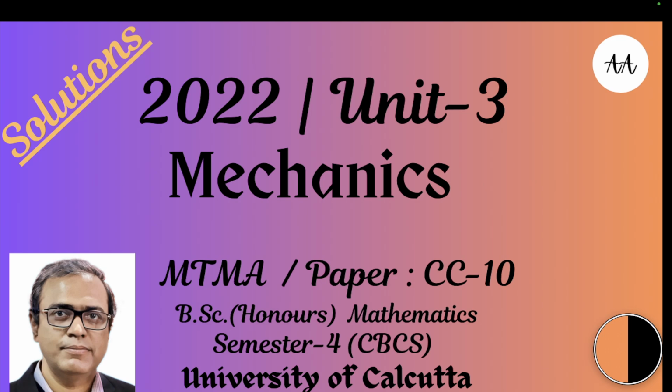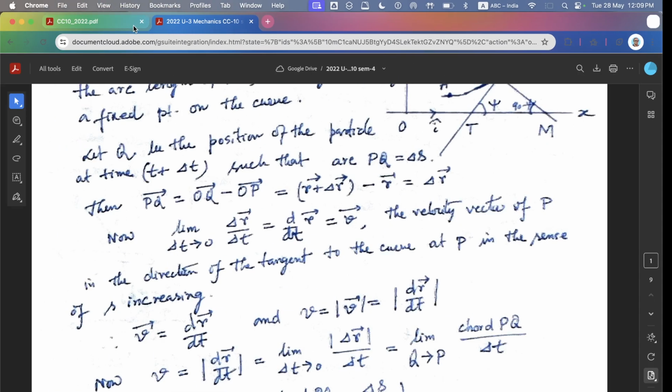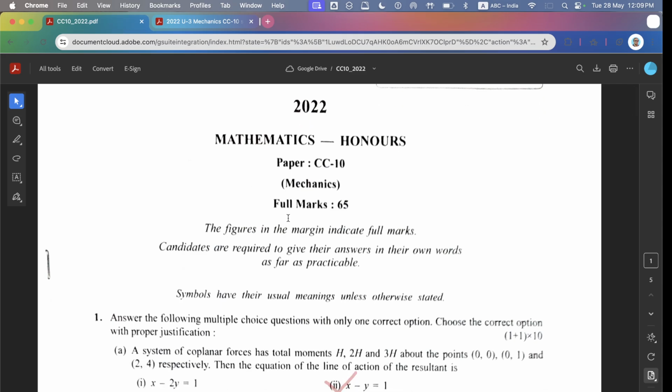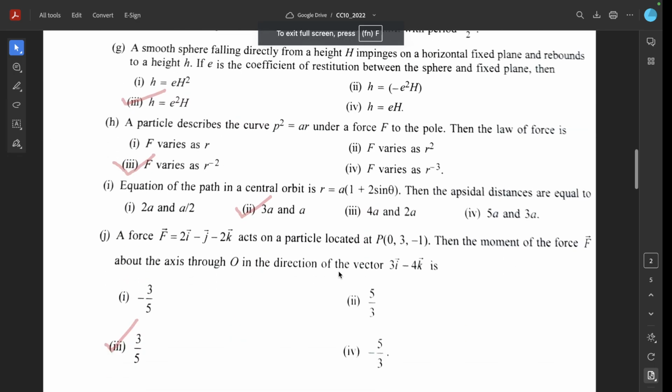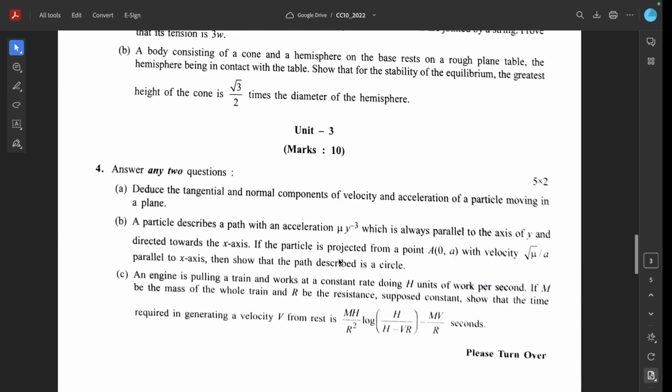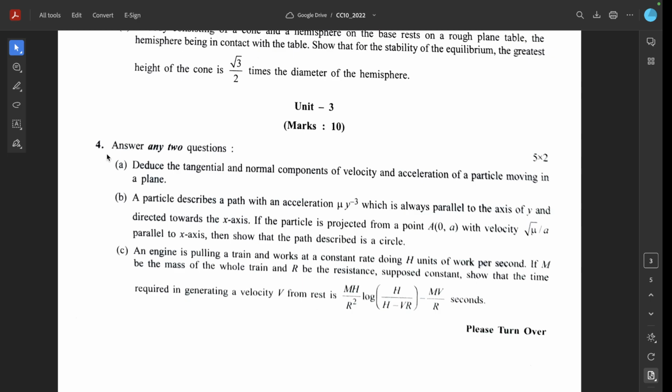2022 Unit-3 Mechanics, paper CC-10, semester 4, Mathematics Honors. Question paper 2022, Unit-3. Question 4a. Deduce the tangential and normal components of velocity and acceleration of a particle moving in a plane.